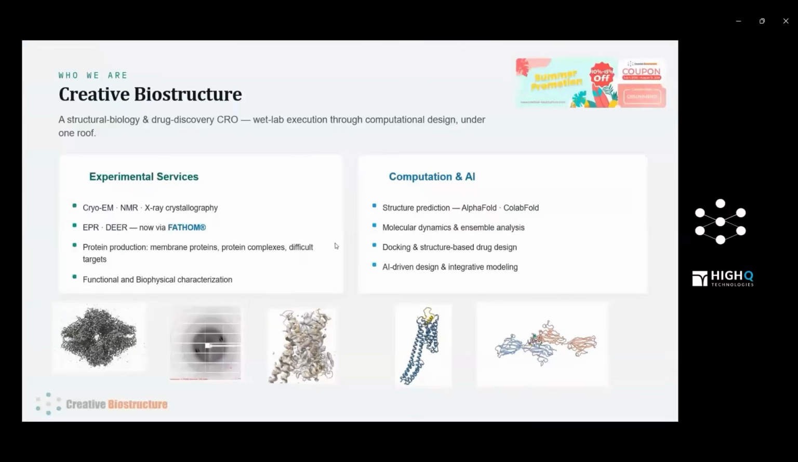A brief word about us first. Creative Biostructure is a structural biology and drug discovery CRO. We work across both the wet lab and dry lab. On the experimental side: Cryo-EM, NMR, X-ray crystallography, protein production, including difficult targets like membrane proteins, protein complexes, and their functional and biophysical characterization. On the computational side: structure prediction with in-house built AlphaFold and ColabFold, molecular dynamics, docking, structure-based design, data processing. We also facilitate publication and deposit of PDBs.